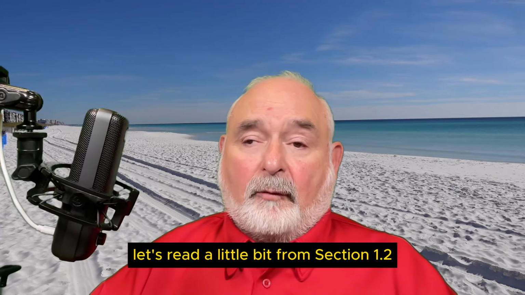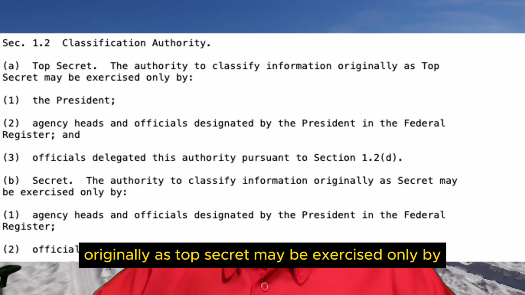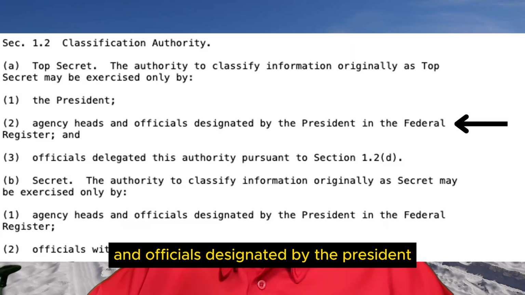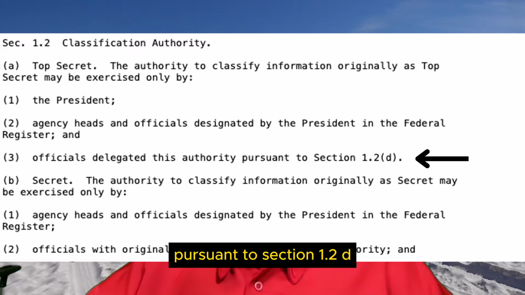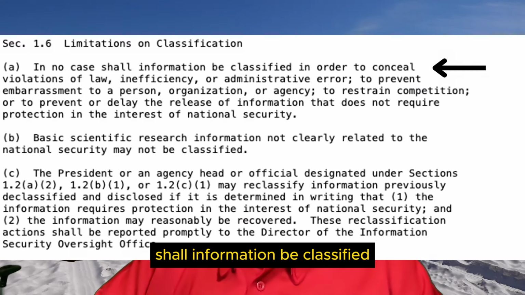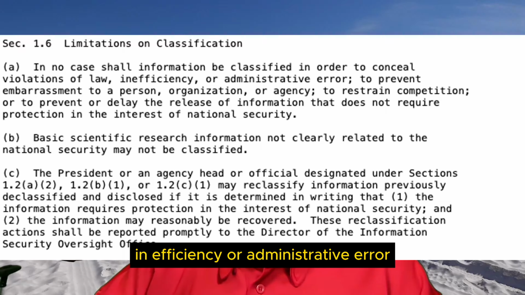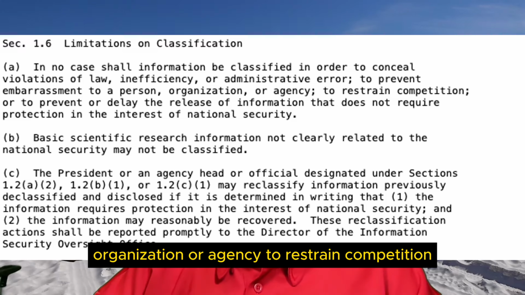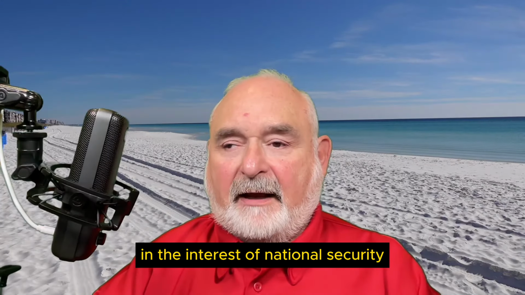Let's read a little bit from Section 1.2 of that particular executive order. The authority to classify information originally as top secret may be exercised only by 1. The President, 2. Agency heads and officials designated by the President in the Federal Register, and officials delegated this authority pursuant to Section 1.2d. Limitations on classification. This is Section 1.6. In no case shall information be classified in order to conceal violations of law, inefficiency, or administrative error, to prevent embarrassment to a person, organization, or agency, to restrain competition, or to prevent or delay the release of information that does not require protection in the interest of national security.